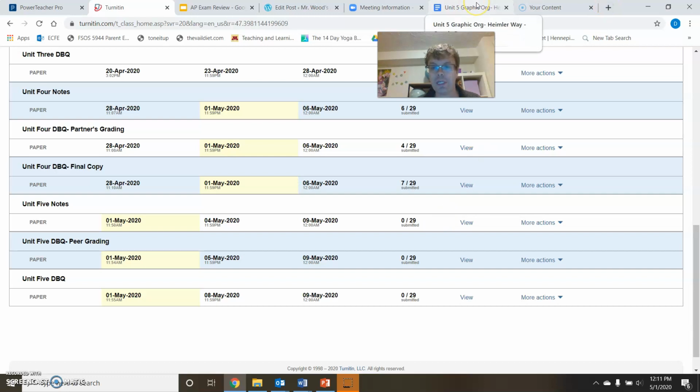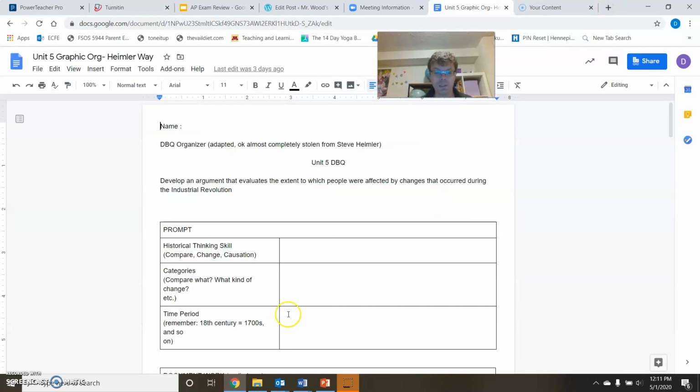So let's take a closer look at our DBQ and the Heimler graphic organizer. Our DBQ question is, develop an argument that evaluates the extent to which people were affected by changes that occurred during the Industrial Revolution. The very first thing you're going to need to do is read this prompt and break down what historical thinking skill you're thinking of writing about. I think we went over this last time a little bit.